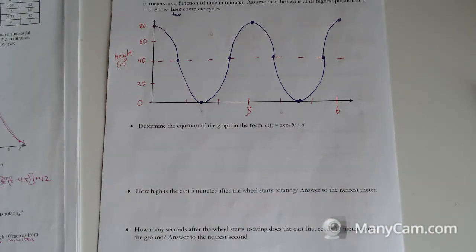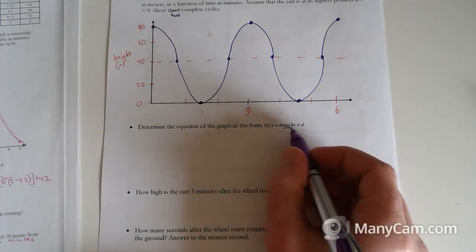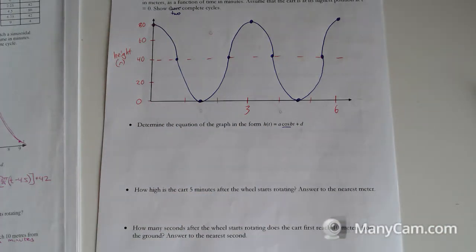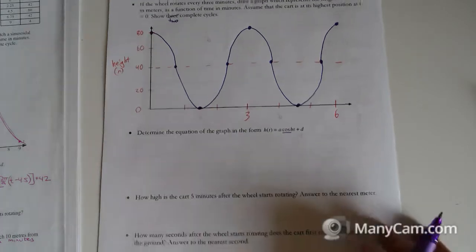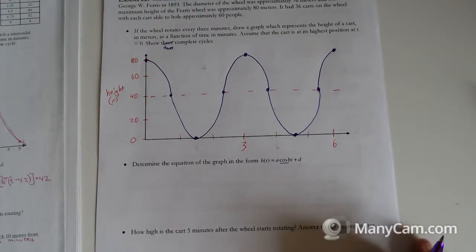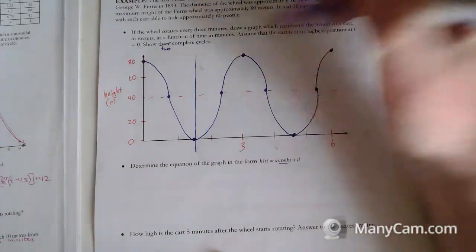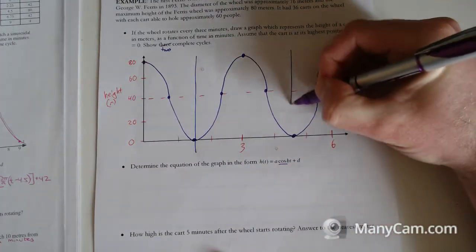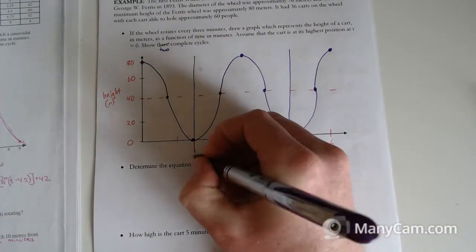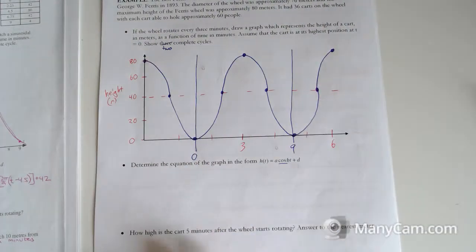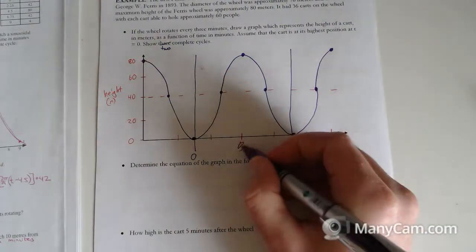Determine the equation of the graph in the form. Ooh, this time they want it with a cos. Interesting. Okay, so what do we know about this function? We're going to use yours. So I'm going to call this the beginning, and call this the end. And that's time 0, and that's time 9. So this is time 4.5.